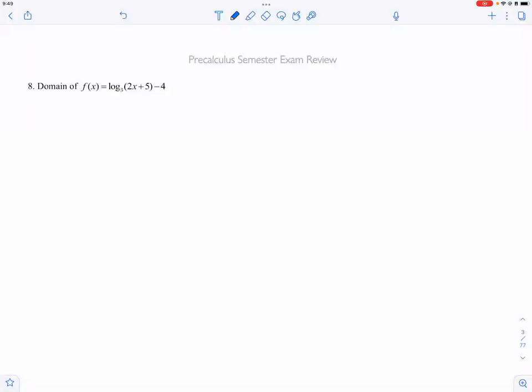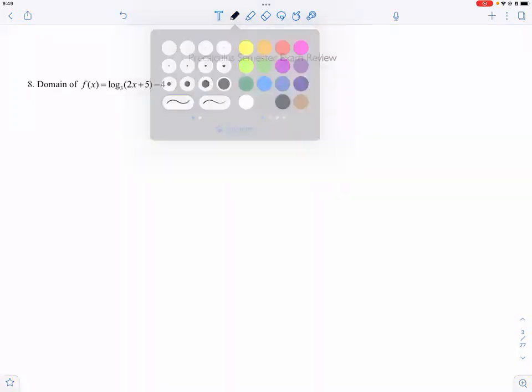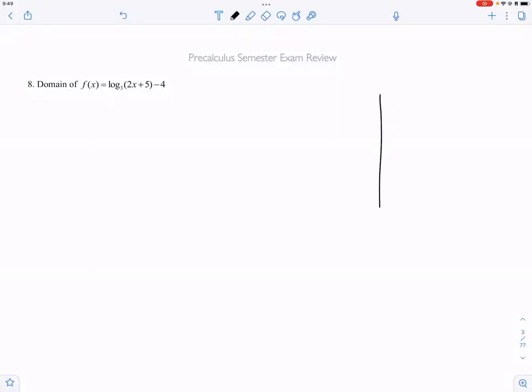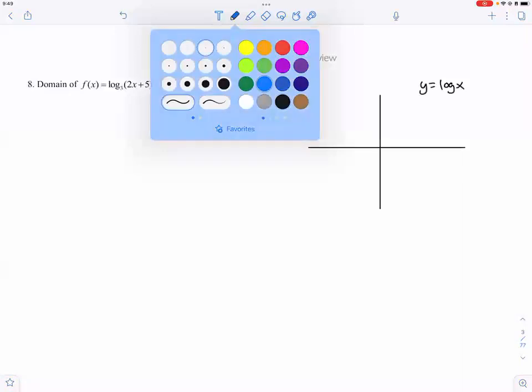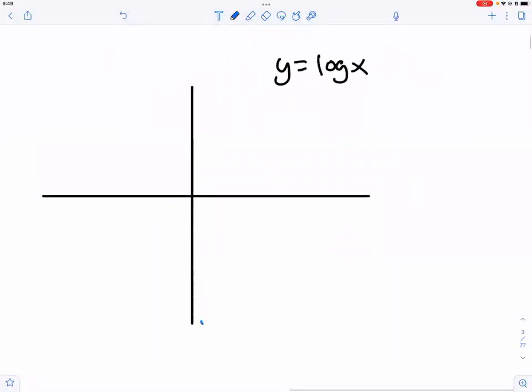Okay, number 8, the domain for a log function. Now, this is a semester review, so I would hope that you at least know the basic shape of a log graph. If you don't know, I guess this is a good time to review a little bit. So a very basic log graph is this. I'm talking about just a parent function, y equals log base 10 of x. So a log graph should look like this.